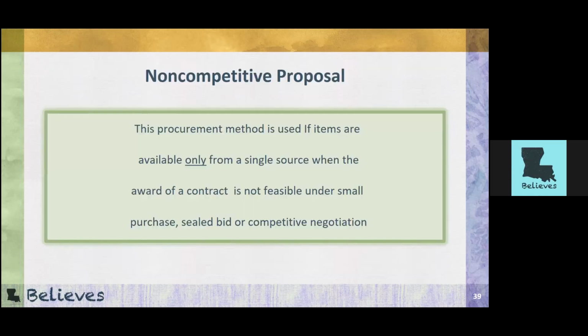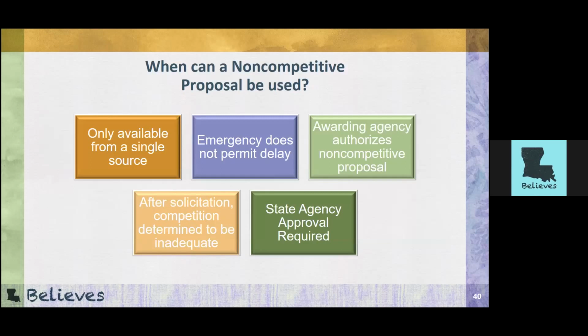The next type of procurement is a non-competitive proposal, and it's only available for use if it's only from one single source, when the award of a contract is not feasible under small purchase, sealed bid, or competitive negotiation. Non-competitive proposals can only be used when the item is available from a single source only, when we have an emergency that doesn't permit a delay resulting from competitive solicitation, when the awarding agency authorizes non-competitive proposals, or after soliciting from a number of sources, competition is determined inadequate. All non-competitive proposals must be approved by the state agency.